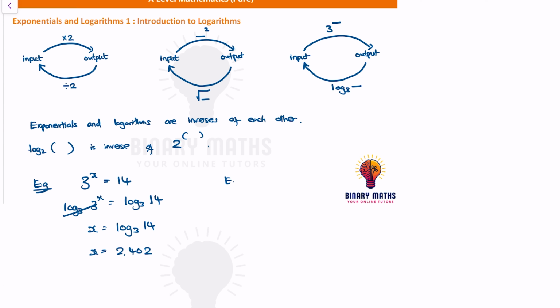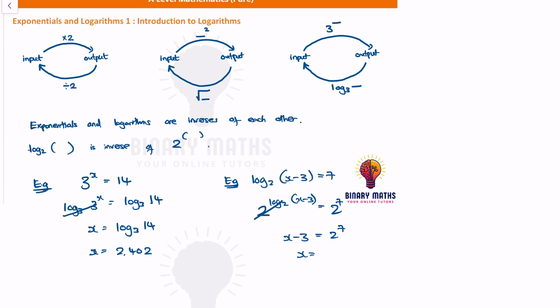Another example might be this one. So we have log base 2 of x minus 3 is equal to 7. So now we've got a log base 2 on the left-hand side of the equation. The opposite of a log base 2 is 2 to the power of. So we apply 2 to the power of to both sides. Okay, now we know 2 to the power of and log base 2 are inverses of each other. So we're left with x minus 3 is equal to 2 to the power of 7.